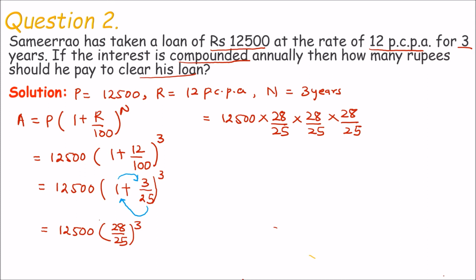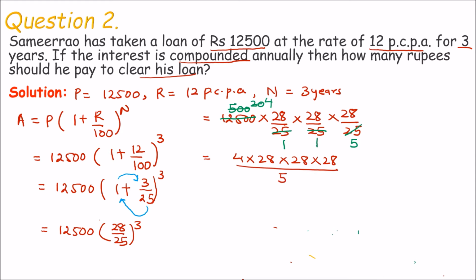Now we will go for the cancellation part. You can cancel 25 ones are 25 and 25 500s are 12,500. Now you can cancel 25 ones and 25 20s. Now you can cancel 25 and 20 by 5, 5 5s and 5 4s. Now no more cancellation is possible. So we will get here 4 into 28 into 28 into 28 upon 5.